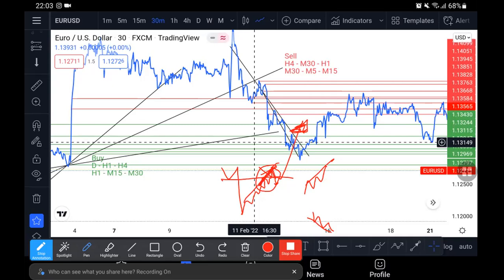Sebab trendline divergence ni dia macam peluang kedua untuk market. Peluang kedua untuk market tunjuk yang dia boleh turun atau tak, dia boleh jalan atau tak. So lepas kita letak trendline divergence, kalau dia tak jalan, dia tak break bias, maksudnya fail. Kita tak boleh pakai. High possibility dia akan break macam ni je.